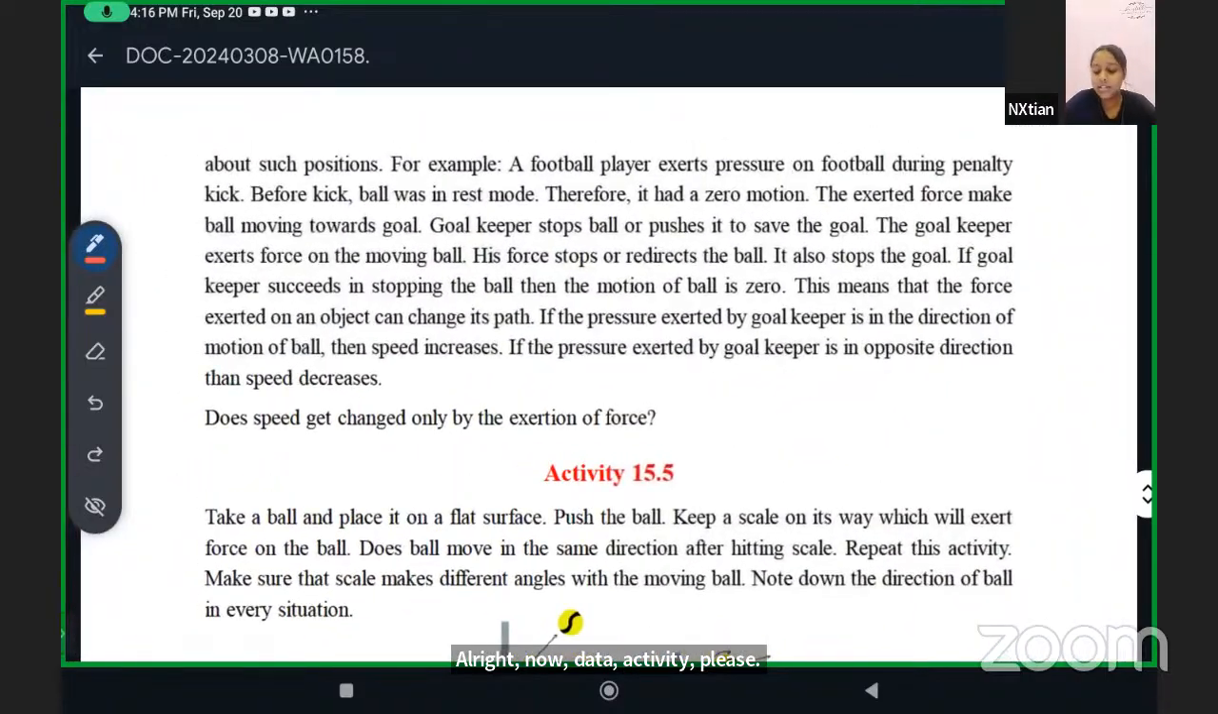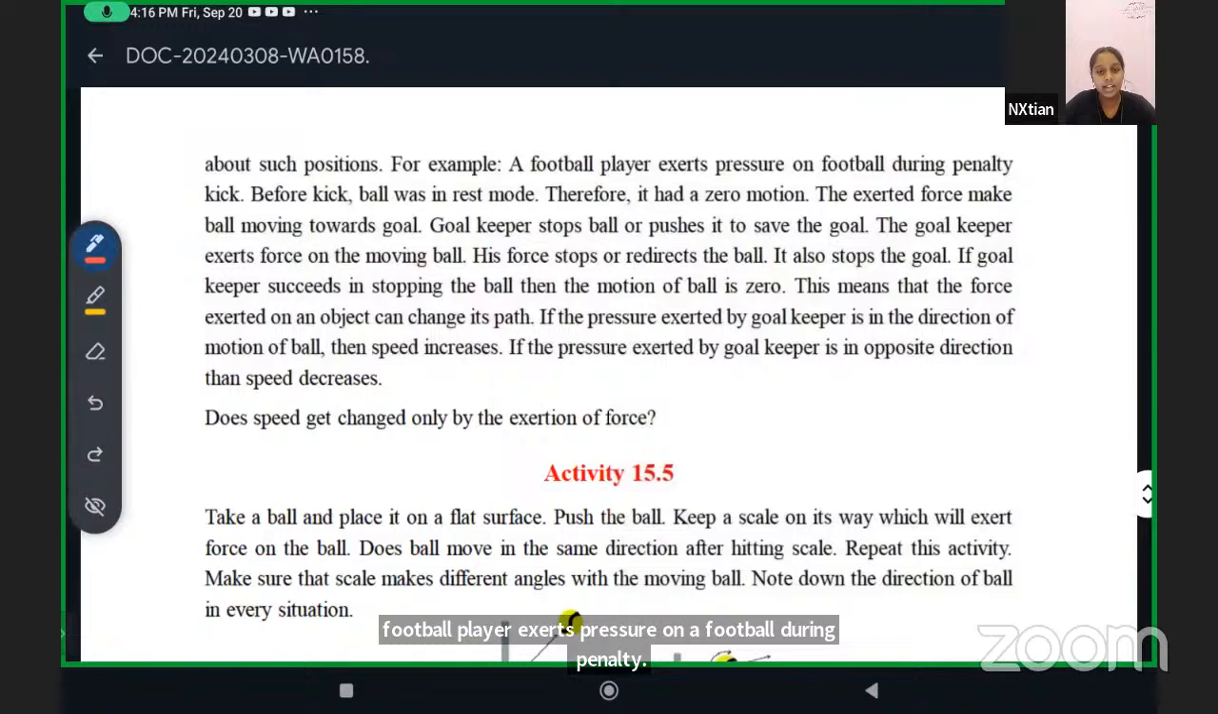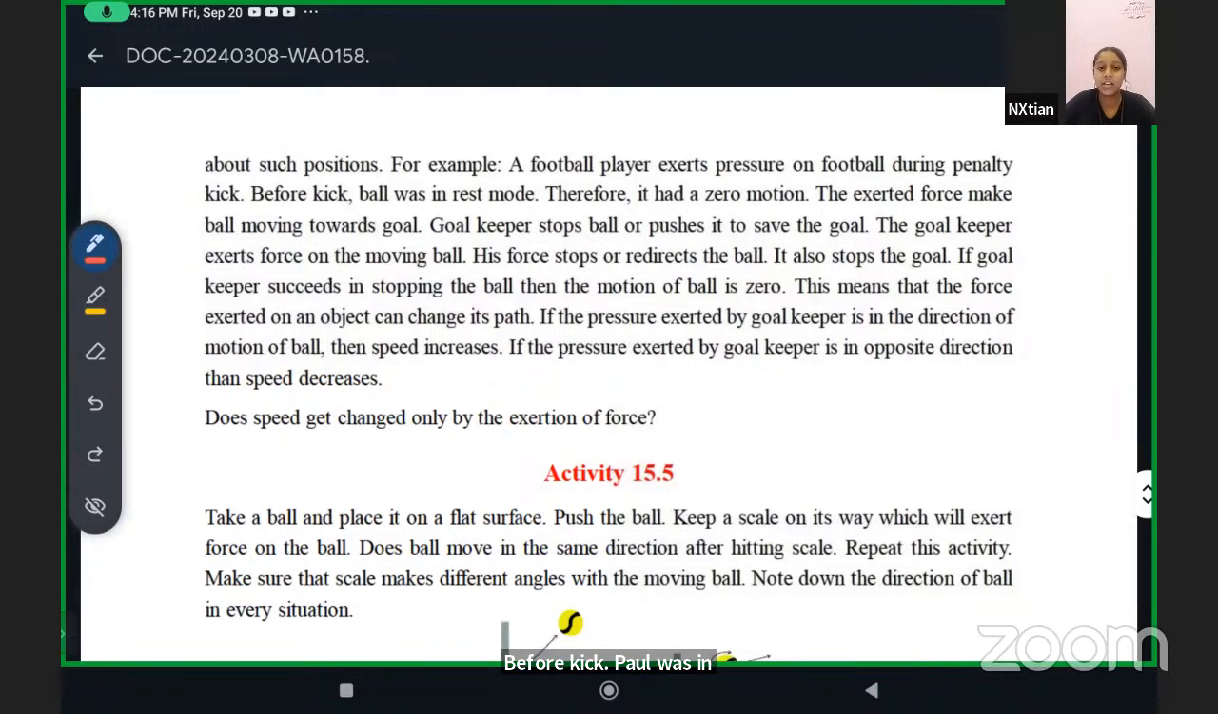A football player exerts pressure on a football during a penalty kick. Before the kick, the ball was in rest mode, therefore it has zero motion. Have you seen a penalty kick? I did once. You did it once. Okay. Do you want to share that example relating it with motion? I didn't understand. Okay, it's okay, no problem.